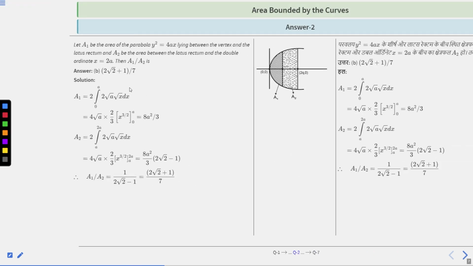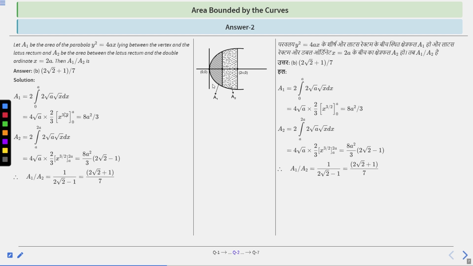Okay, let's move to the solution part C. As we have discussed, let A1 be the area of the parabola y squared equals 4ax lying between the vertex and the latus rectum. This is basically a, and this is 2a.